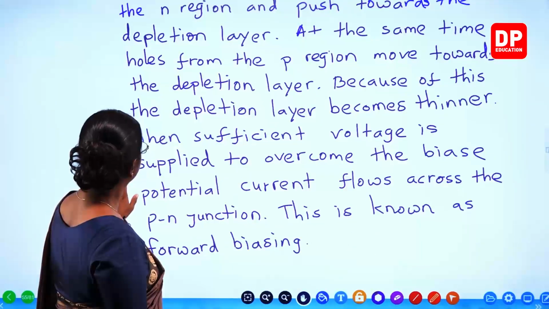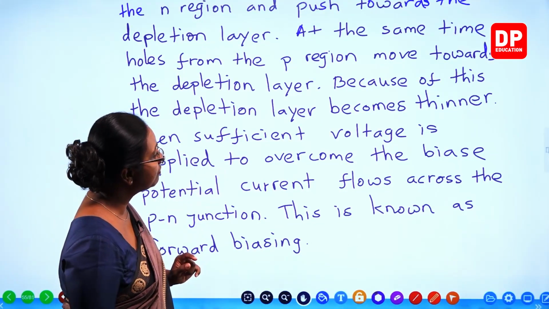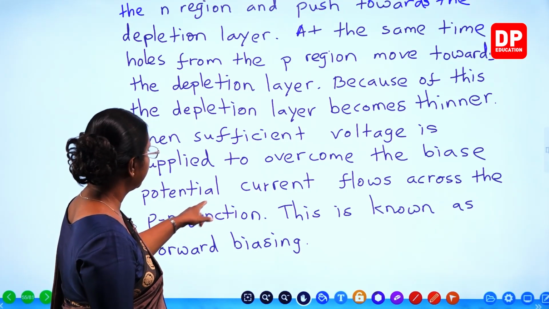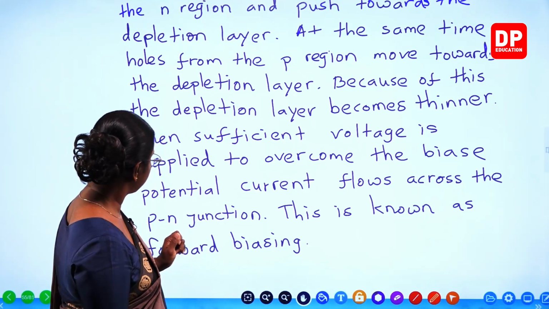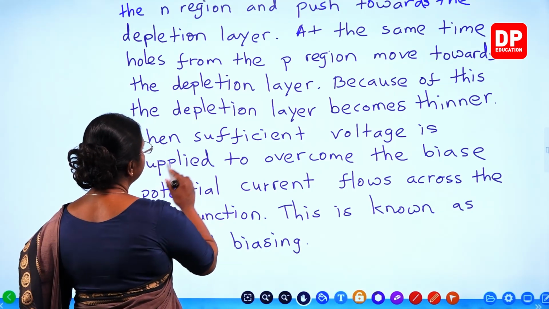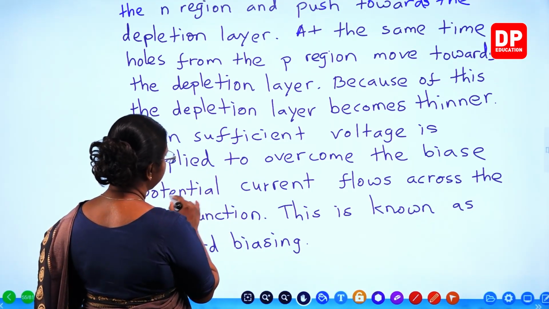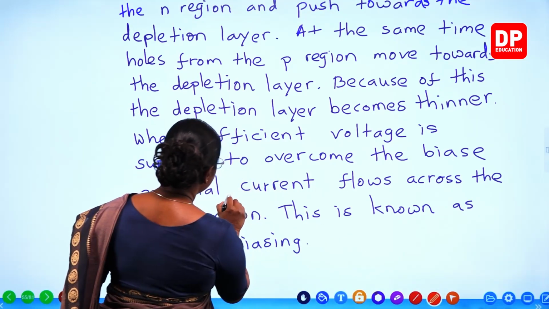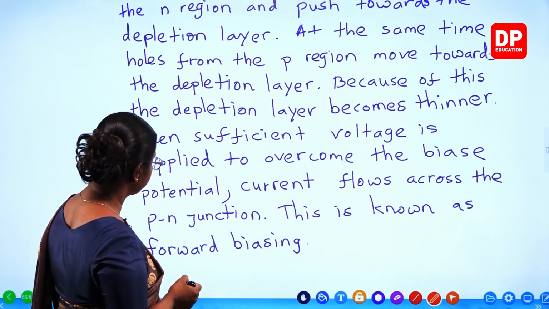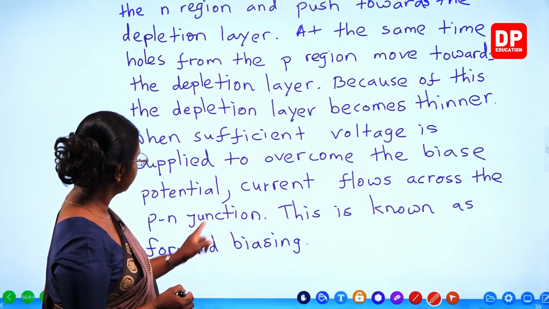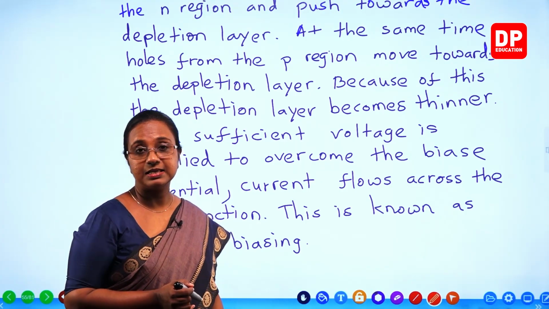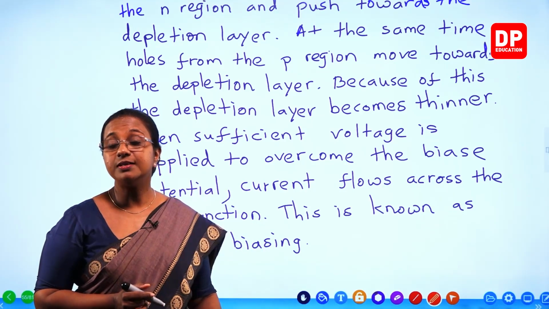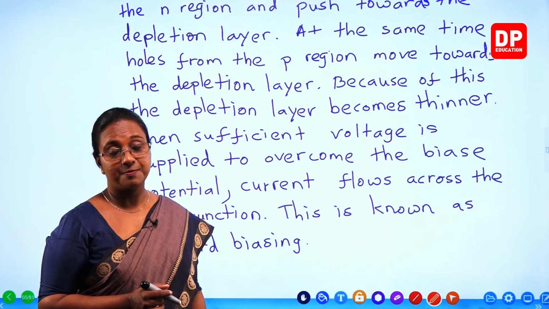And here you can see, when sufficient voltage is supplied to overcome the bias potential, current flows across the PN junction. This is known as forward biasing. Is that clear, students? So I'm sure you all also wrote a similar explanation there.